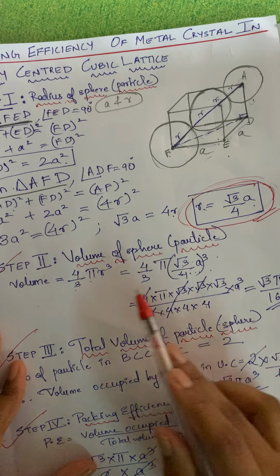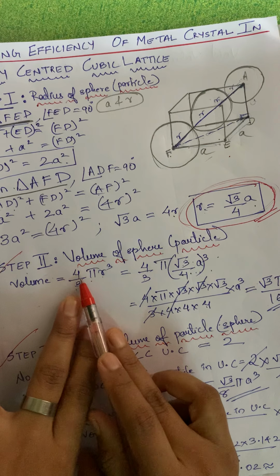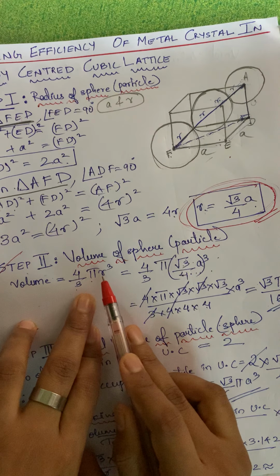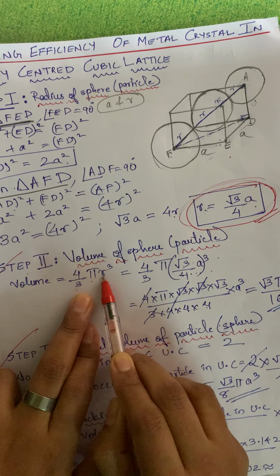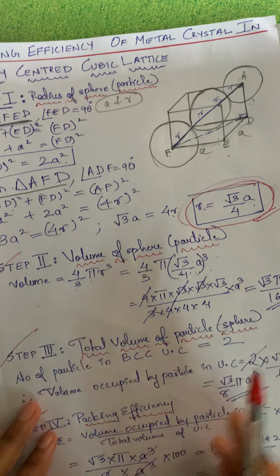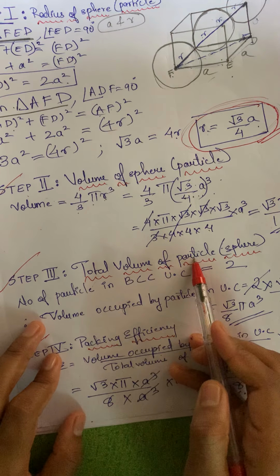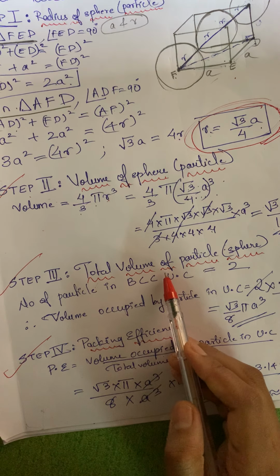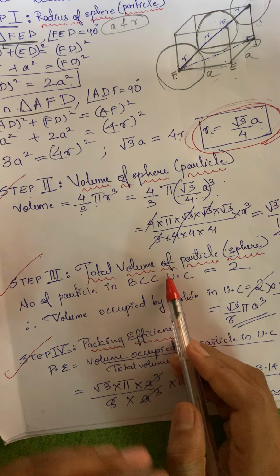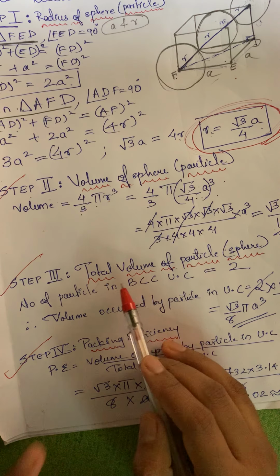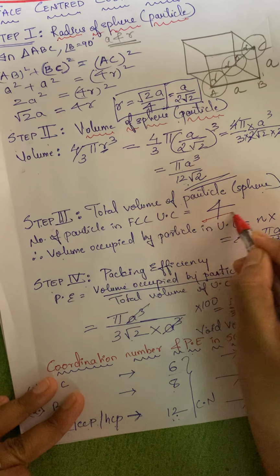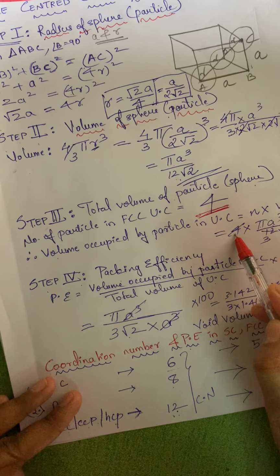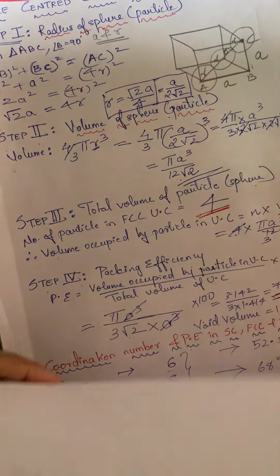Once you get the volume 4 upon 3 pi r cube, you know the formula of this. You just have to substitute the value of r over here, you will get the answer. Next, for the total volume of particles, you have to multiply it by the number n. What is n? The number of particles in each case. In case of simple cube it was 1, in case of BCC it is 2, in case of FCC it is 4. That is why we are multiplying here by 4, here by 2. You just have to solve and you will get the answer.